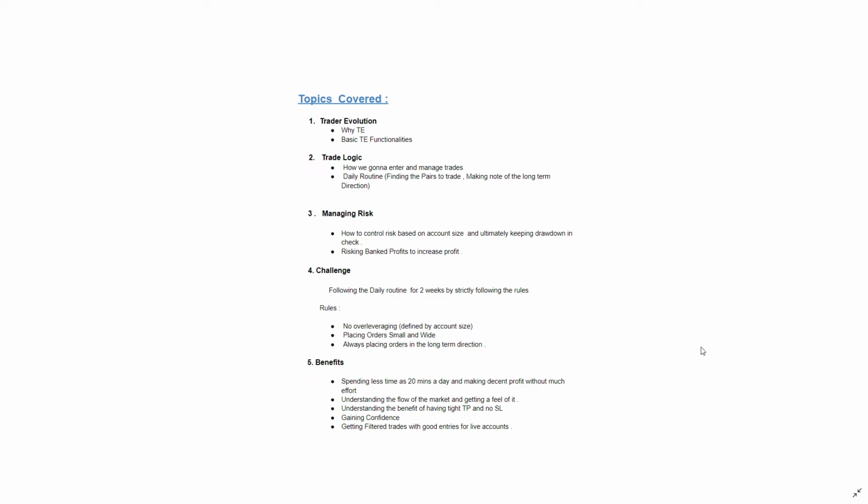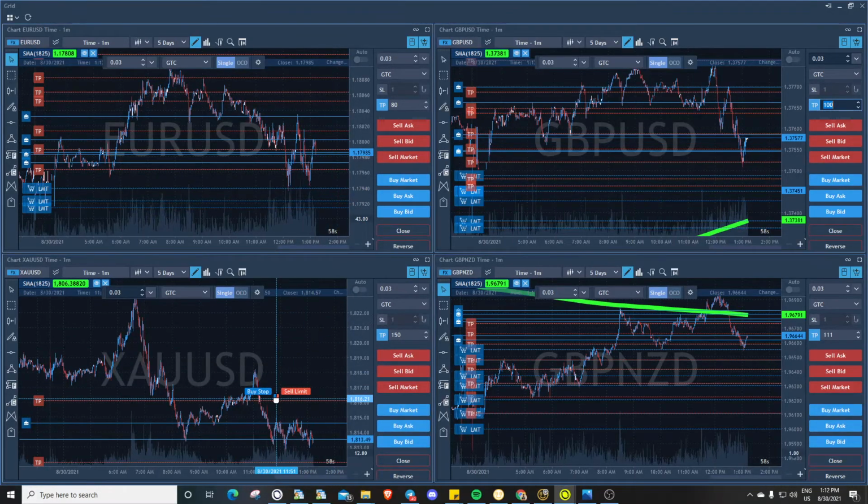And if you go trading live or something else, your performance will basically increase a lot. Then we have filtering trades with good entries. So I also use this account to filter trades for my live accounts actually. Let's say I'm going to give you an example here. Let's say I'm going to buy GPNZ here.